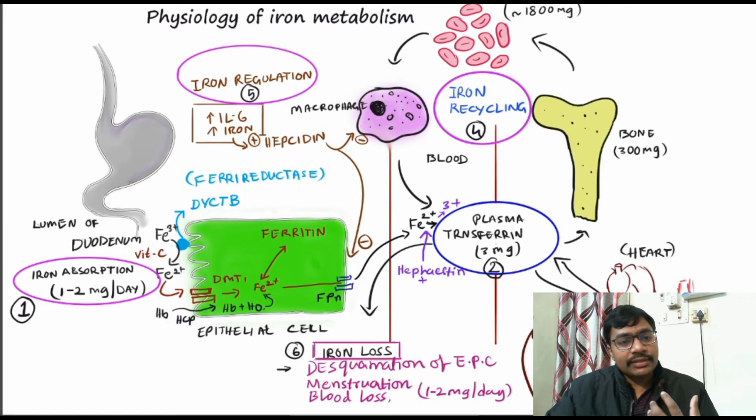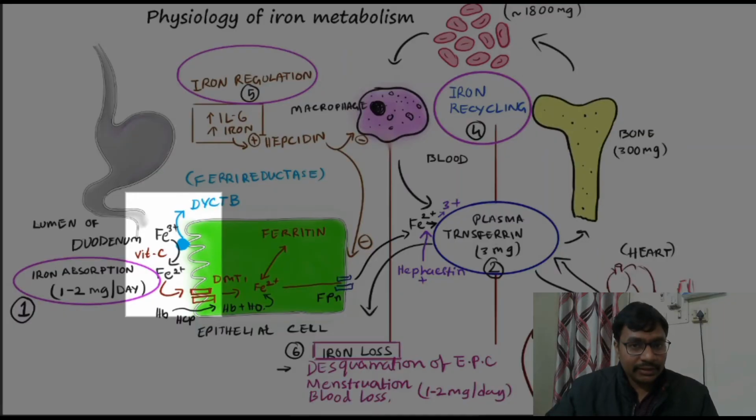Then the question arises: why does iron exist in the form of ferric? Because the ferric form is more stable than the ferrous form, but conversion to the ferrous, reduced form is essential in order to pass through the cell membrane. The reduction process is also facilitated by vitamin C. Vitamin C rich food facilitates more iron absorption.